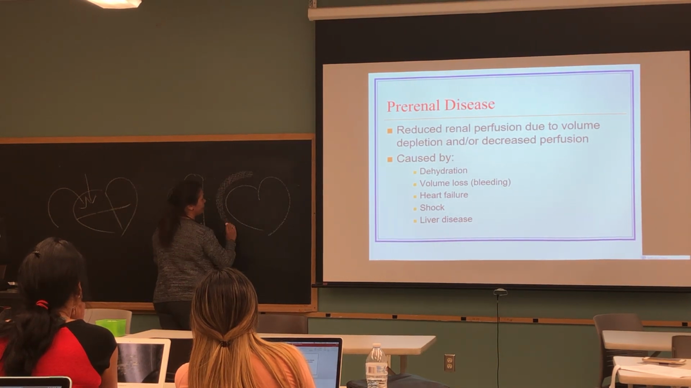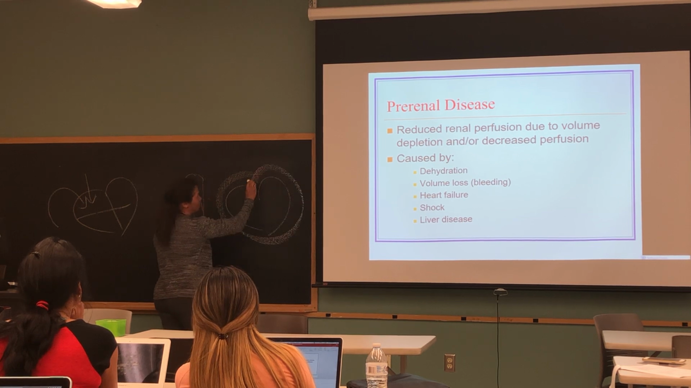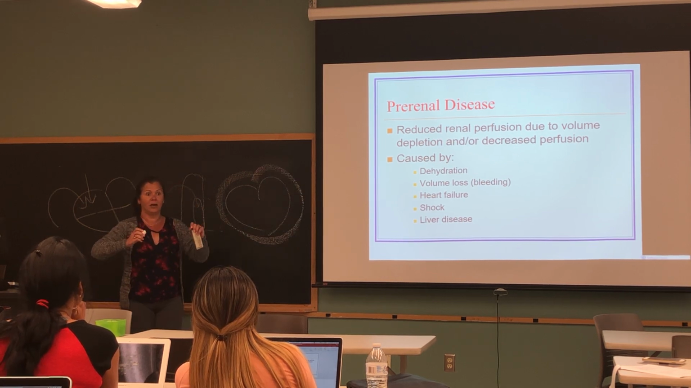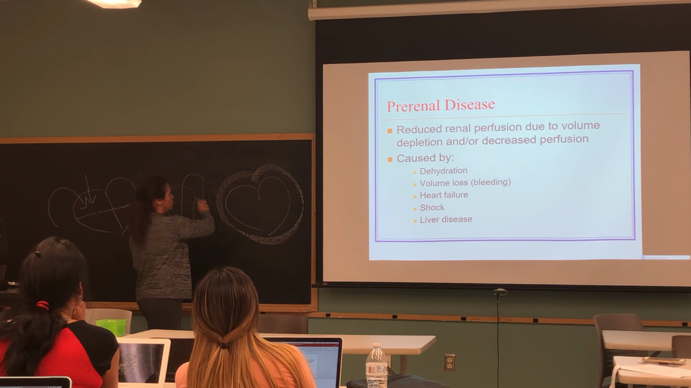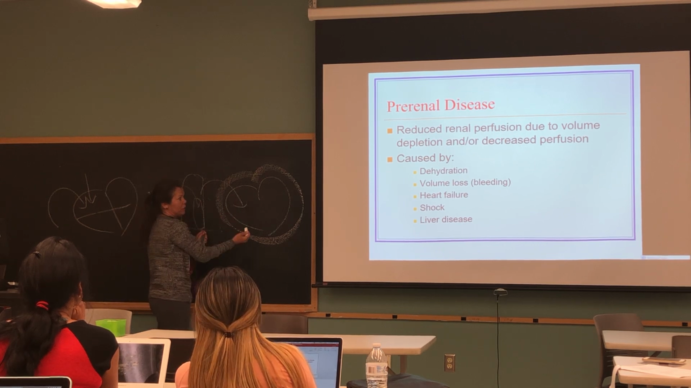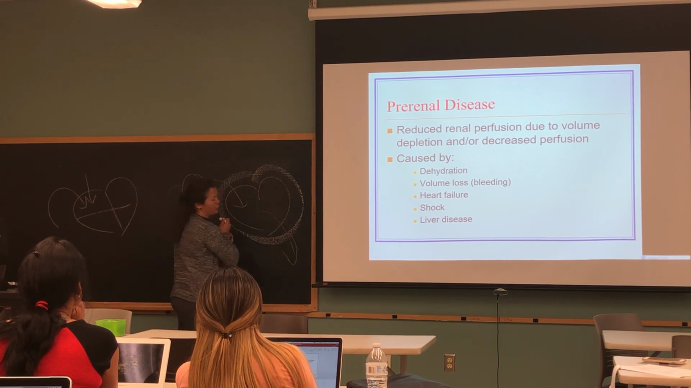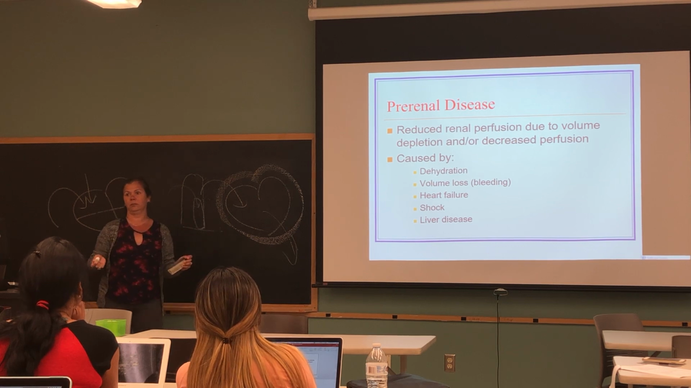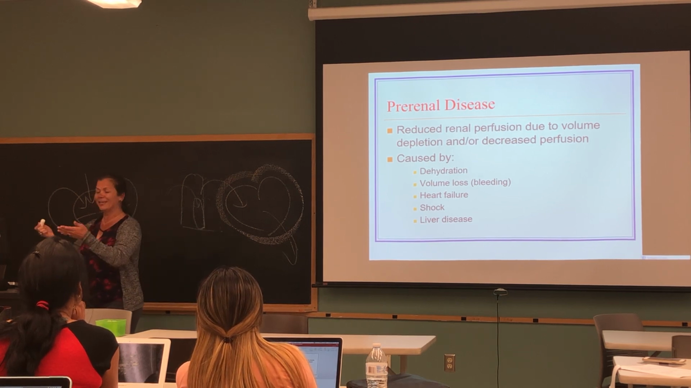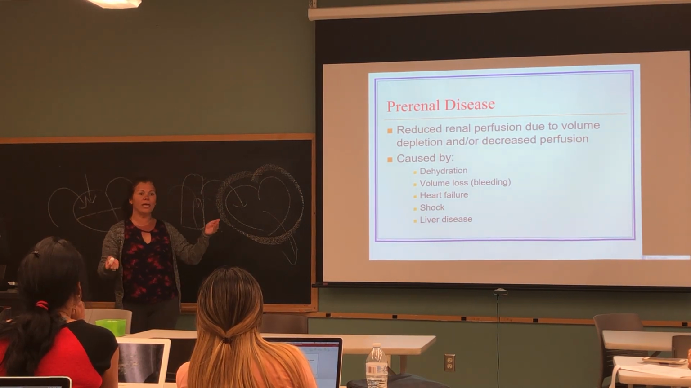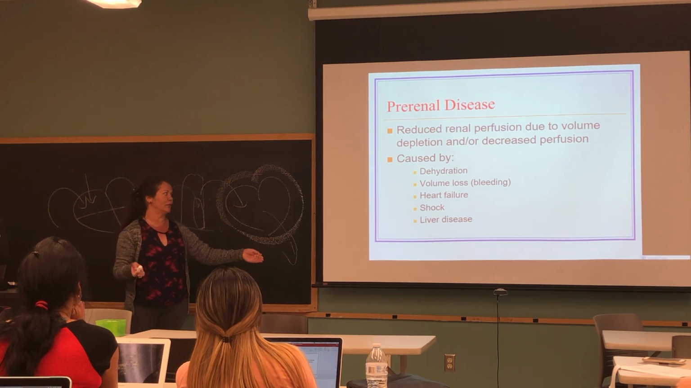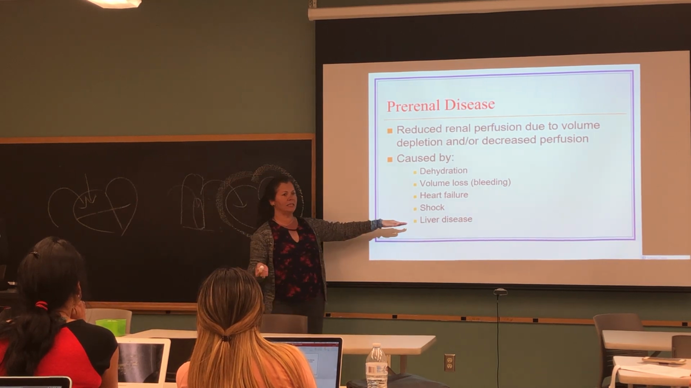The same thing happens in cardiac tamponade. If you have a film of volume surrounding the heart, it cannot expand properly, therefore the amount of volume that goes in is low, therefore the cardiac output is also low. Okay? So those are also examples of pre-renal failure.